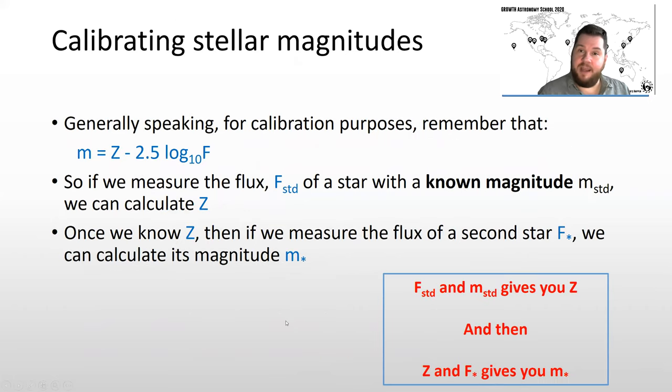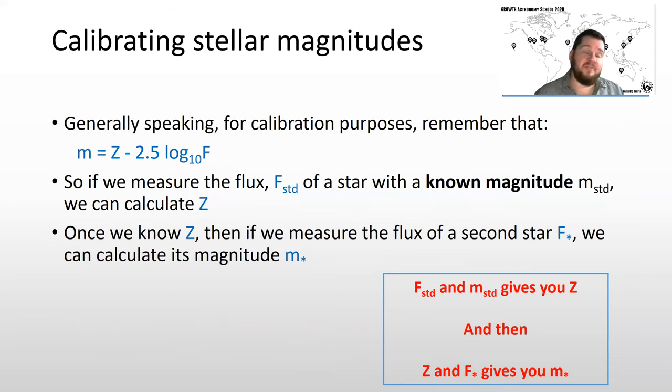So how do you do our calibration? Well, essentially what we need to use is something called a standard star. A standard star is a star of a known magnitude. So let's say I have a book with a list of stars with known magnitudes. These are known apparent magnitudes.